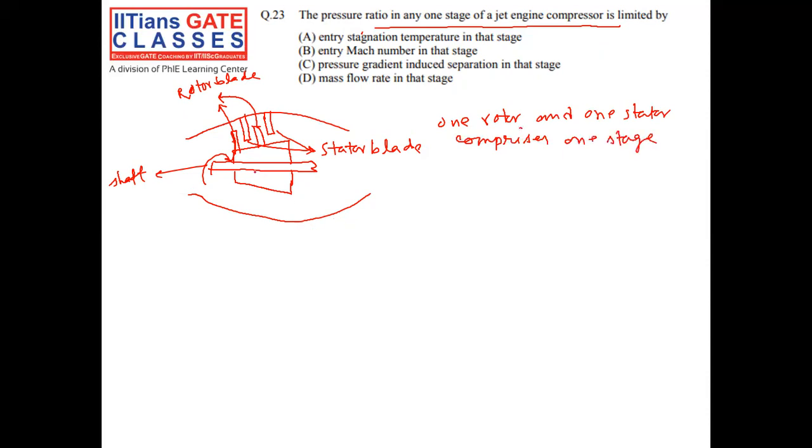Now, as the flow passes through the compressor, the pressure increases, right? And if the pressure increases beyond a certain value, then flow separation takes place due to adverse pressure gradient. And this flow separation is absolutely not desirable because it deteriorates the compressor performance massively. So pressure ratio is restricted in a way so that the flow separation is avoided.